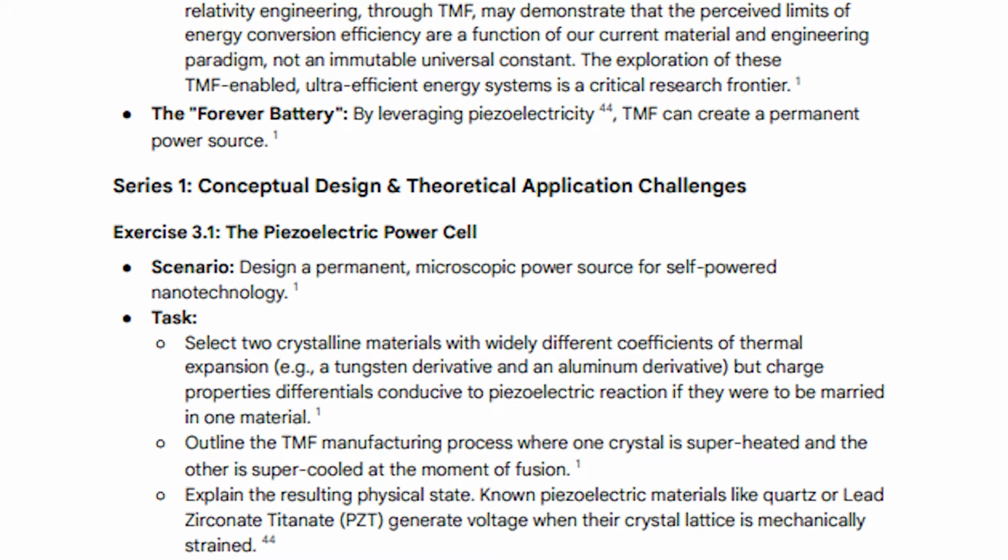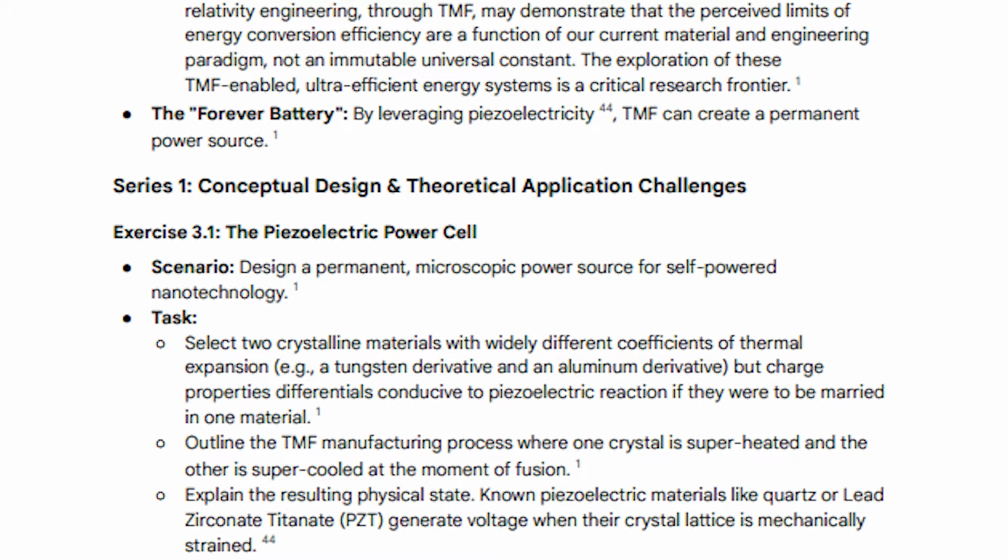The forever battery. By leveraging piezoelectricity, TMF can create a permanent power source. Series 1. Conceptual design and theoretical application challenges. Exercise 3.1. The piezoelectric power cell. Scenario. Design a permanent microscopic power source for self-powered nanotechnology.